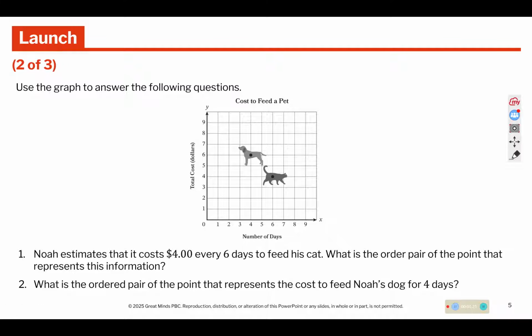Use the graph to answer the following questions. Noah estimates that it costs $4 every 6 days to feed his cat. What is the ordered pair of that point that represents this information? We move 6 and up 4. So we're going to put the 6 for the days first because days is on the x-axis, and the cost second because cost is on the y-axis.